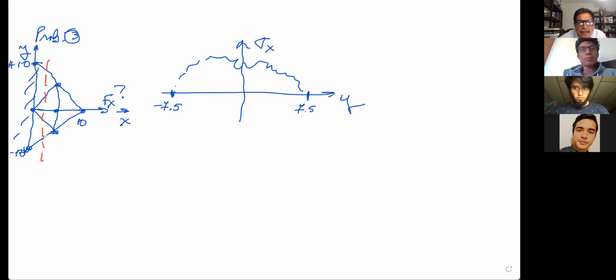And what happens from here to there? What's the variation of the stress from here to here? There's no variation. Exactly, it's constant. What's this point here? How much is this point here in y? Because I'm trying to identify this. What's the ordinate value of this point? 2.5. Yes. So you have 7.5 and this is 2.5, so this is 1/3.